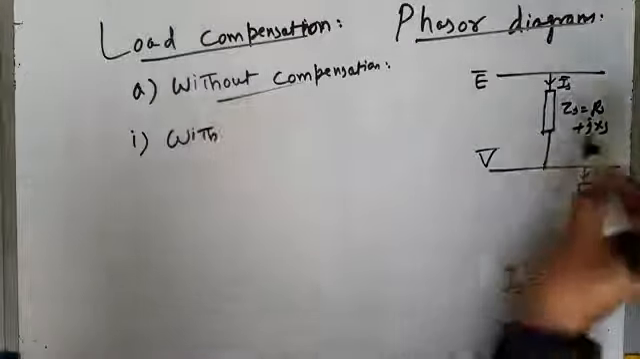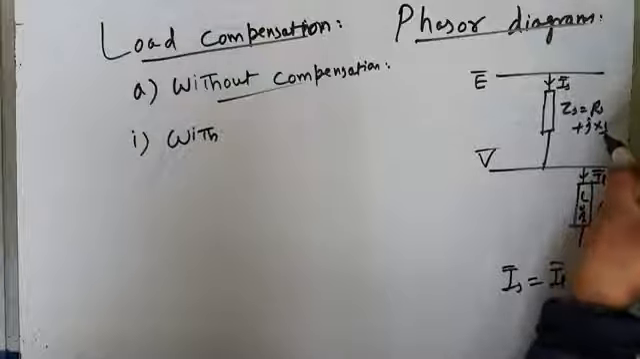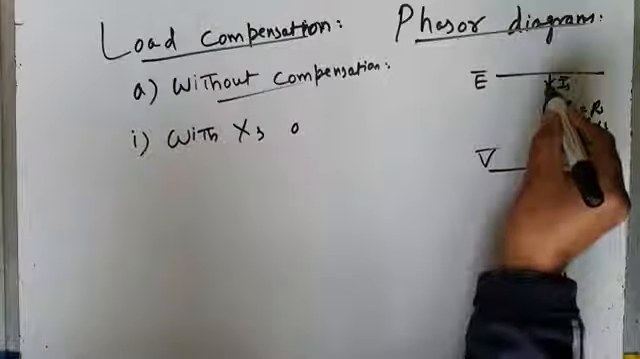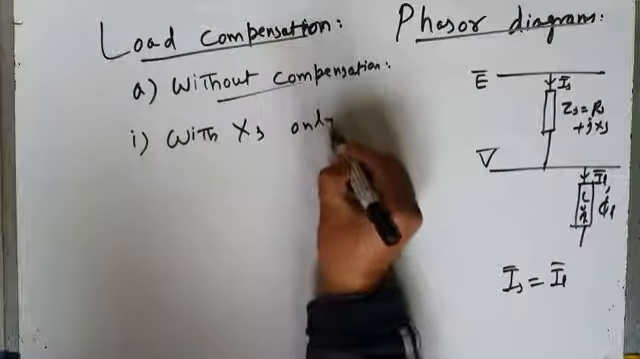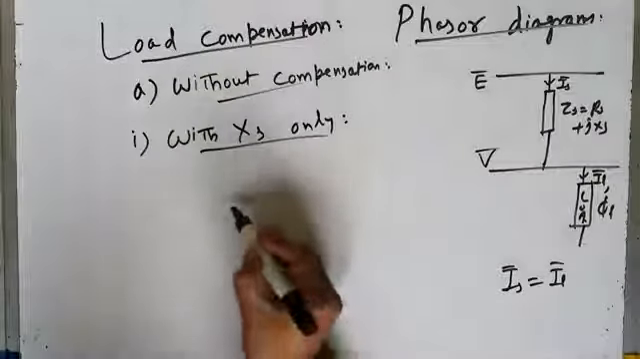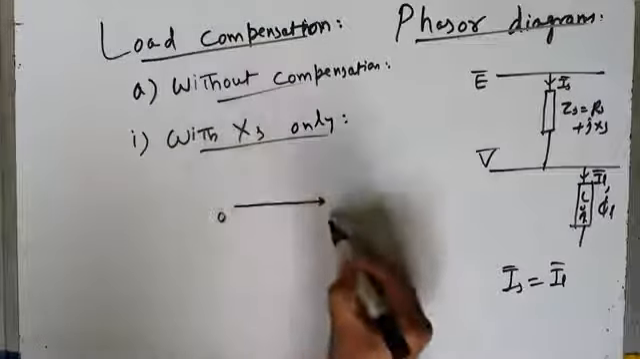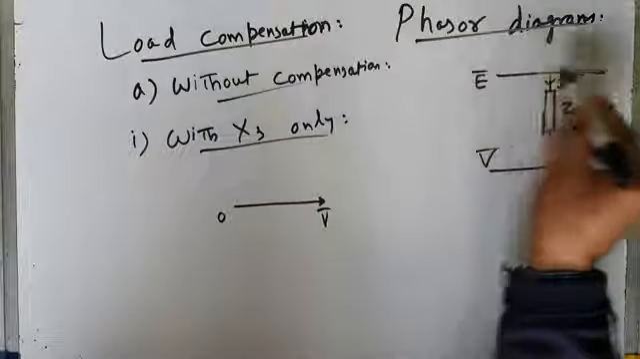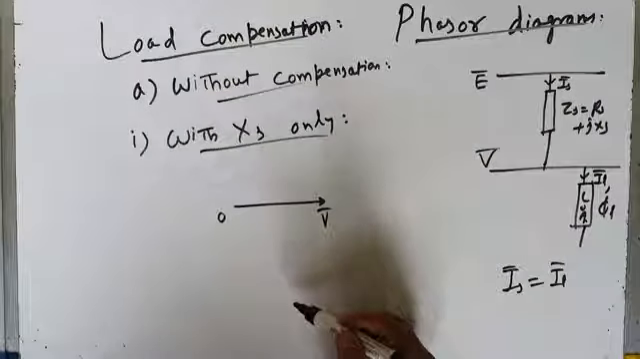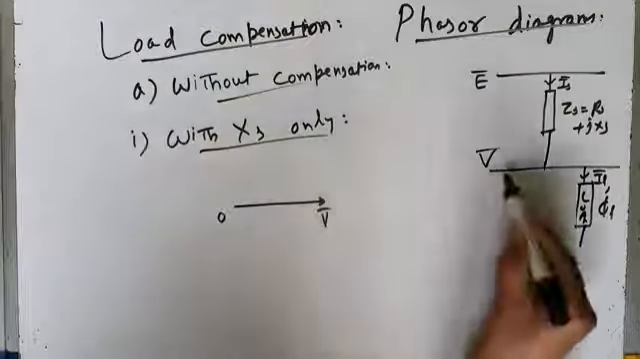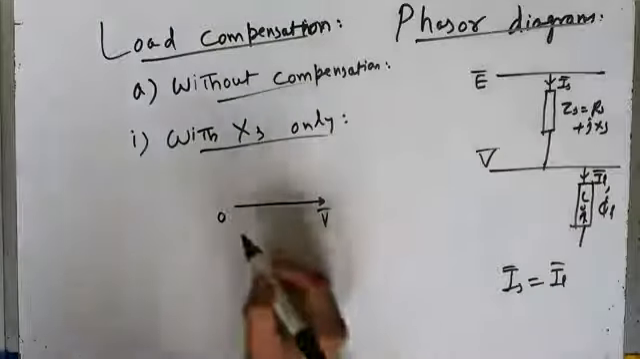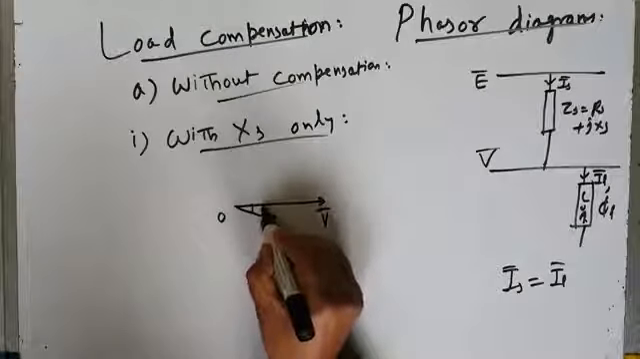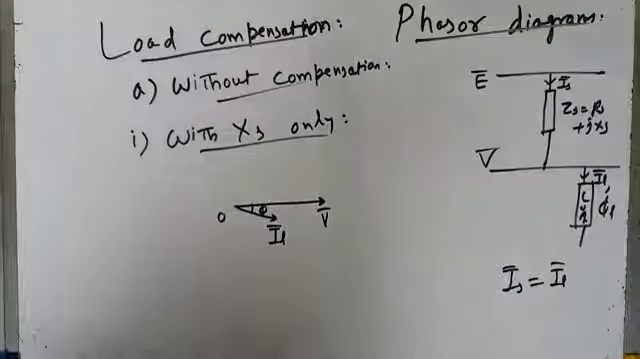Now without compensation, first of all, I will take it with XS only. Let us assume that feeder resistance is negligibly small, and only the reactance is taken into account, with source reactance or line reactance or feeder reactance only. So the phasor diagram will be like this. This is the load voltage phasor. We'll take it as a reference. You can take the supply voltage phasor E also as a reference; choice is yours, no problem. Here I am taking the load voltage phasor as a reference. The load draws a current IL, and this current lags behind the load voltage by a phase angle phi.